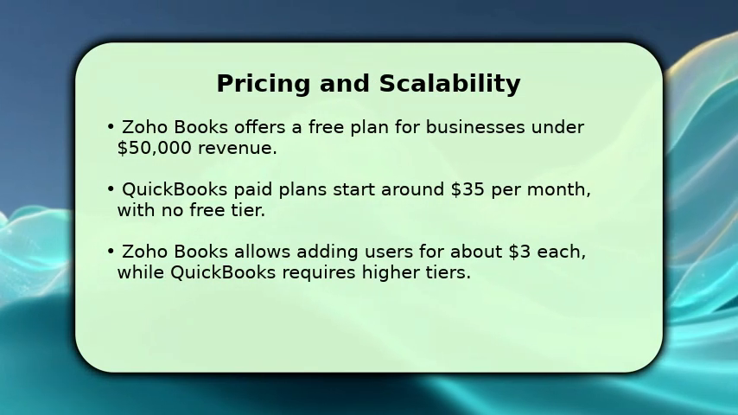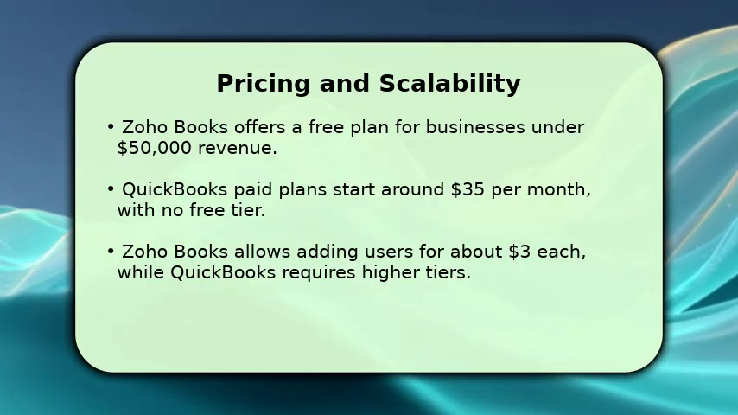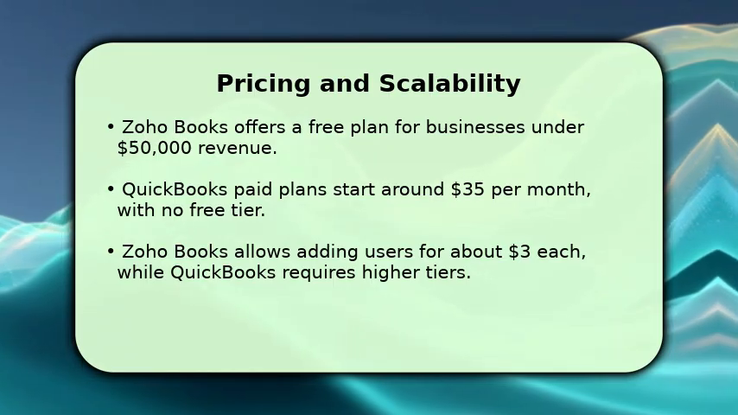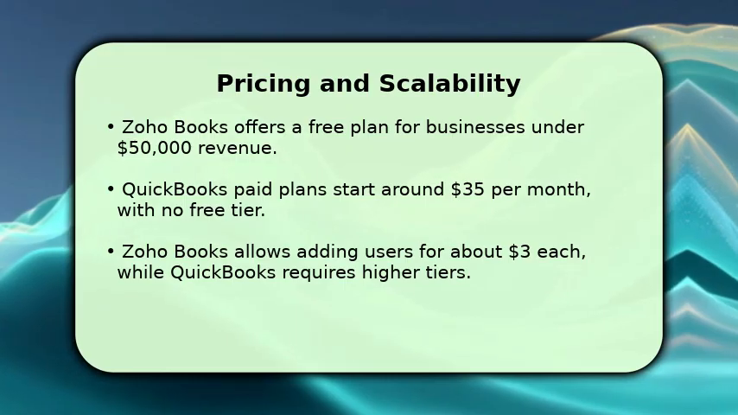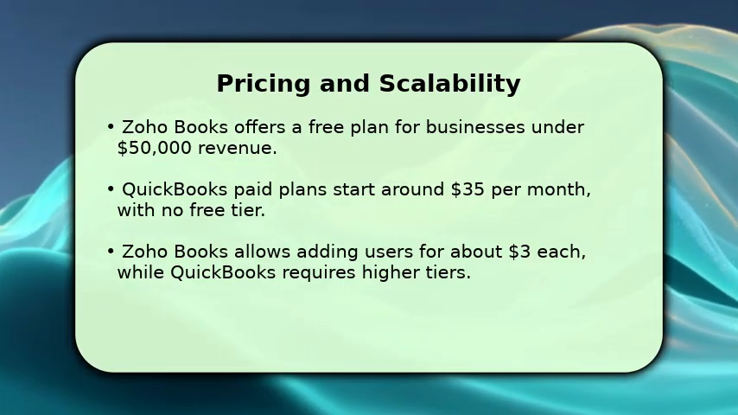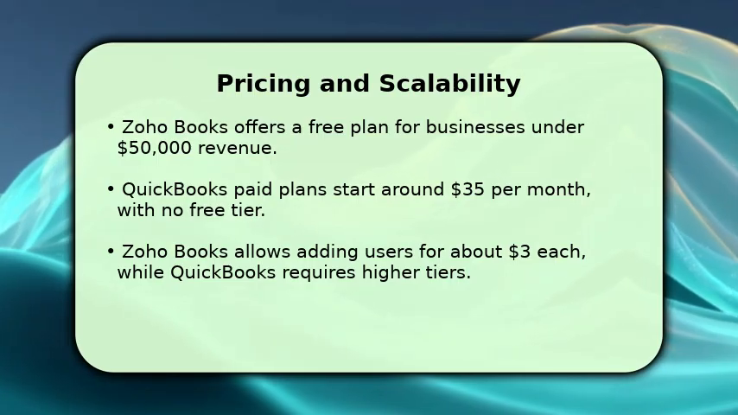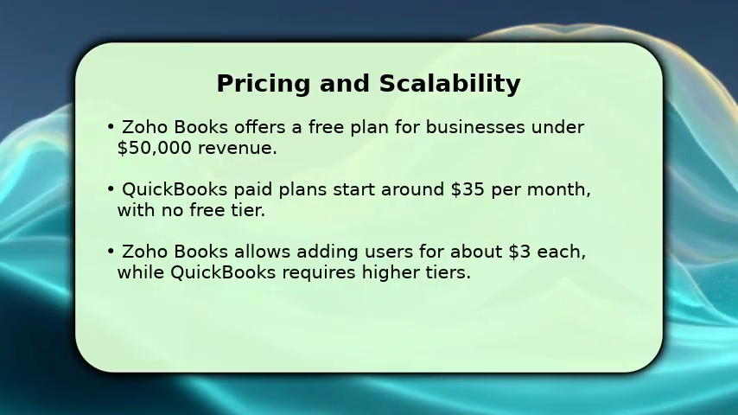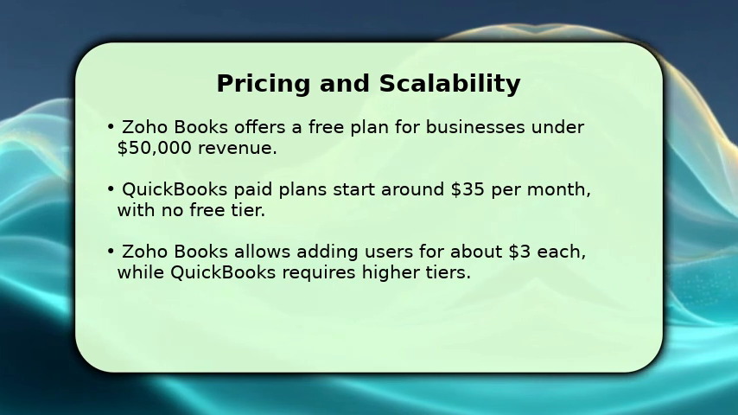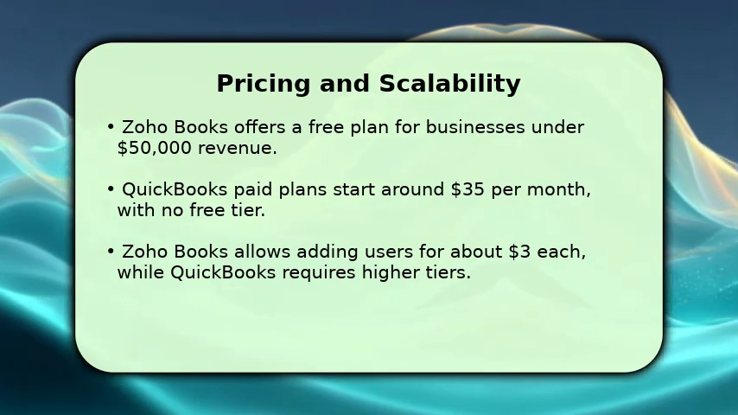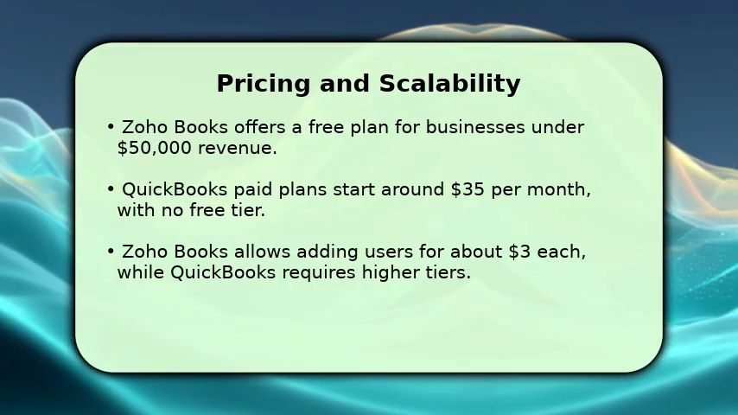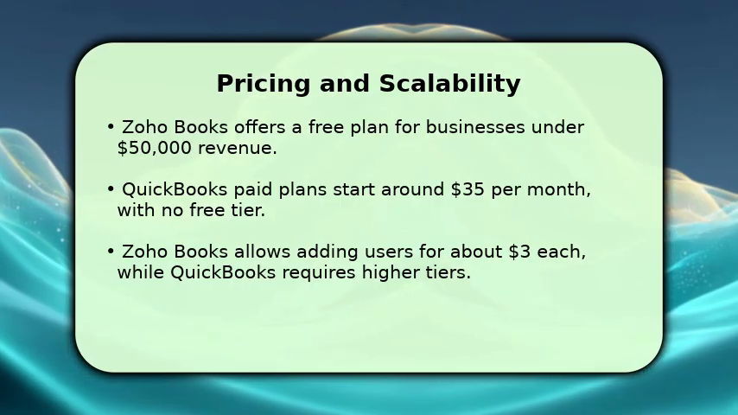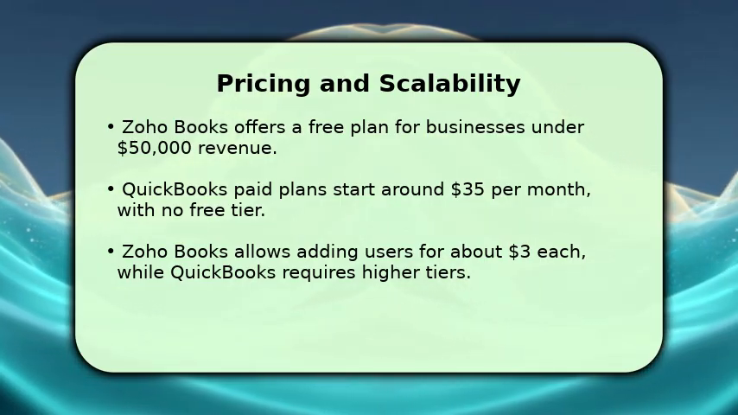Regarding pricing, Zoho Books is often more budget-friendly, offering a free plan for businesses with annual revenue under $50,000 and supporting 2 users. Its paid plans typically start around $20 per month. QuickBooks, on the other hand, does not offer a free tier, with its paid plans beginning at approximately $35 per month. Zoho Books also provides more flexibility for adding extra users at a low cost, around $3 per user, whereas QuickBooks usually requires upgrading to a more expensive plan for additional users.